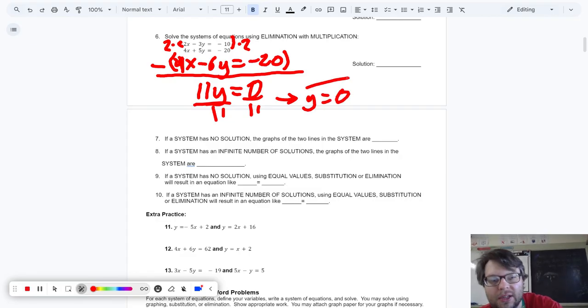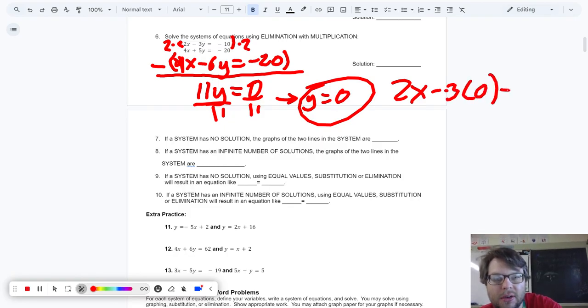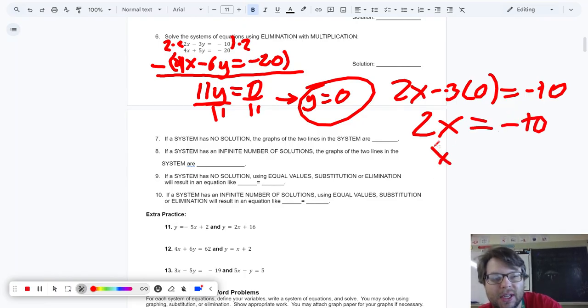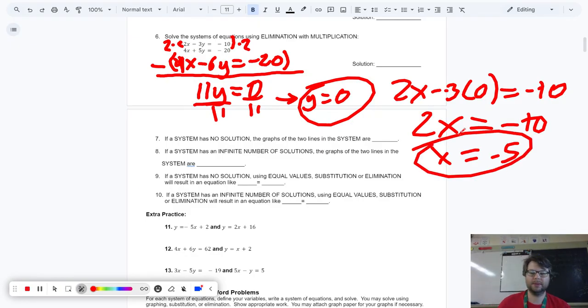I'm not done until I also find x. So I plug it into either equation. I'll just go ahead and use the top one. 3 times 0 is 0. So 2x is negative 10. Divide by 2. You got x is negative 5. Okay.